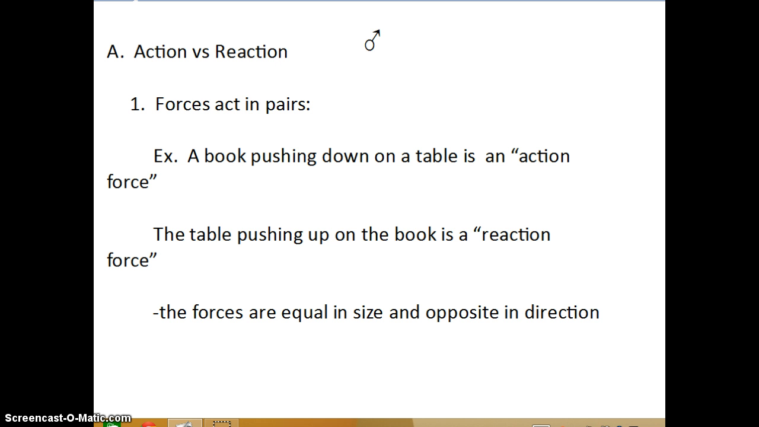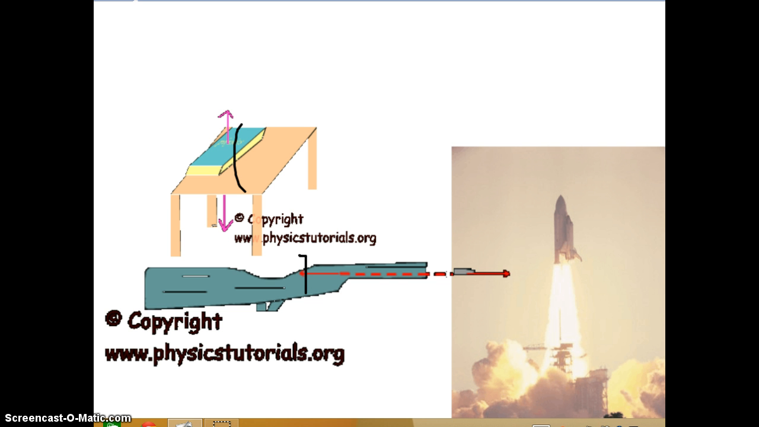Action versus reaction. Forces always act in pairs. Another example is a book pushes down on the table as an action force, and the table pushing up on the book is the reaction force. That one is a little bit harder to see, but the forces are equal in size and opposite in direction. So here's some pictures of it.